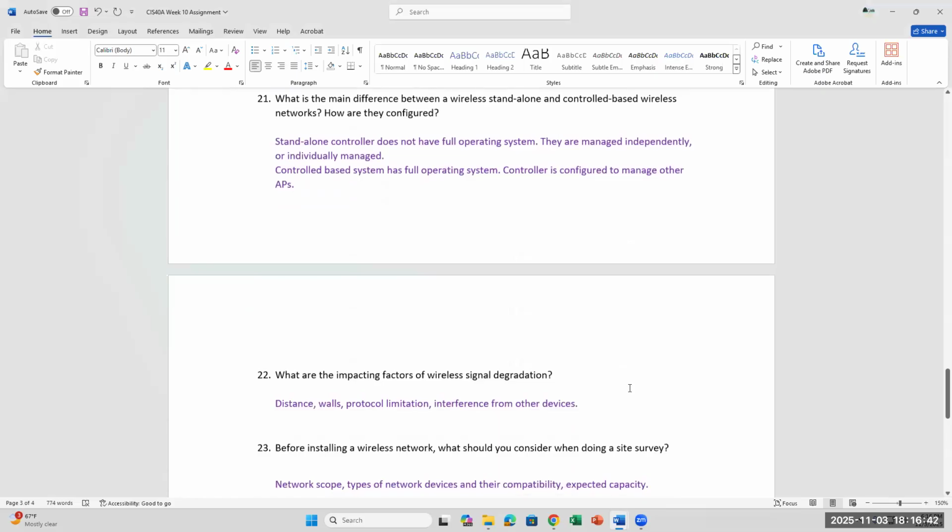Okay, so what are the factors in signal degradation, losing or lessening your signal? Distance, walls, protocol limitations, interference from other devices or objects. Water is actually one; a water fountain plays a big key. You see that a lot in larger buildings like hotels. Sometimes they use it for decoration, but a lot of the time they use it for physical security reasons and other things too. You can also have glass to bounce off signal.